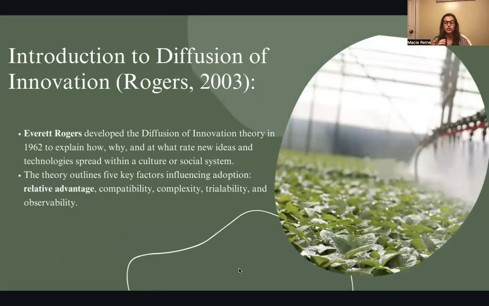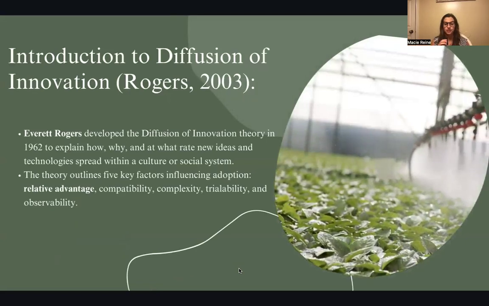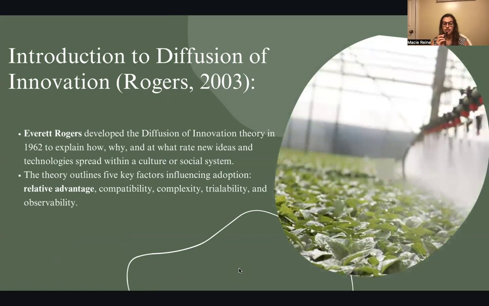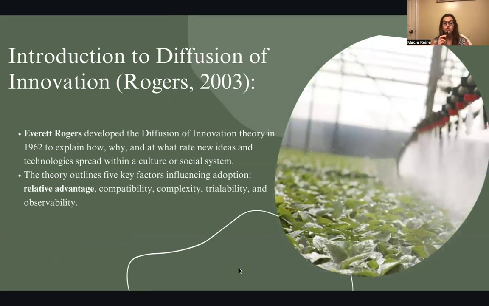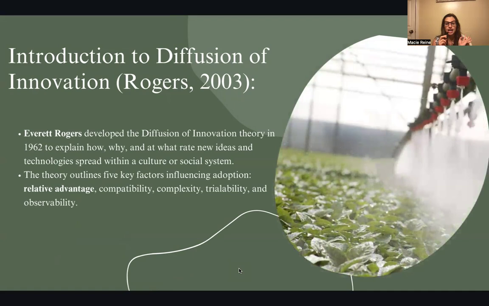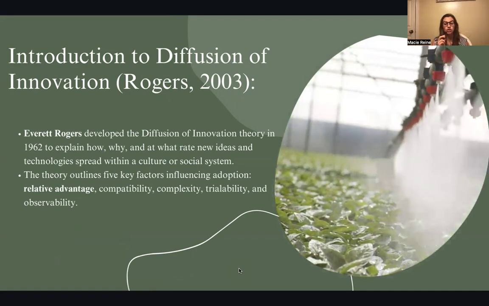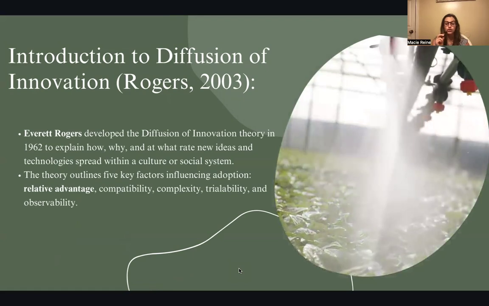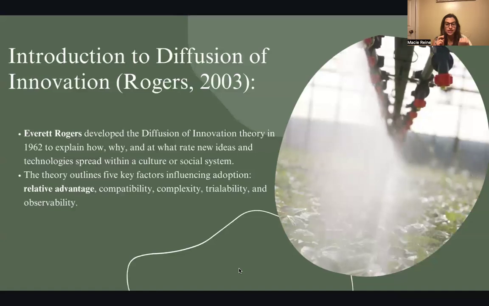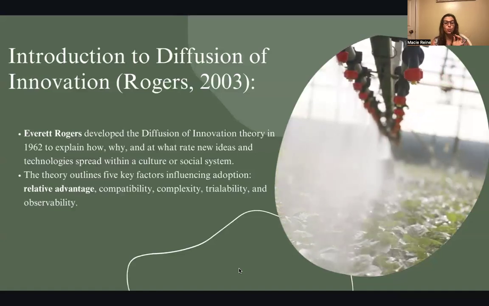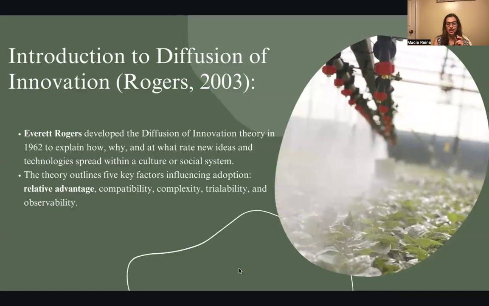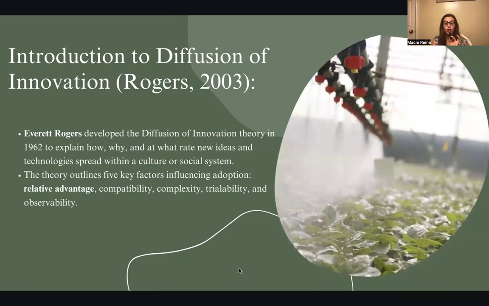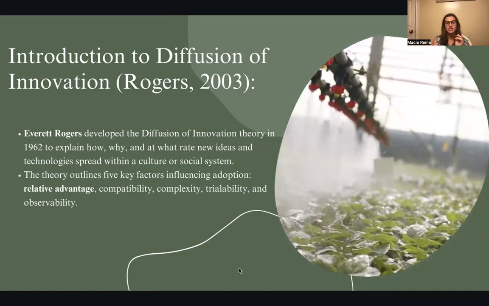Now let's get into the introduction of the diffusion of innovation. This theory was developed in the 1960s by Everett Rogers, but it's more relevant than ever today, especially with how fast technology spreads. Rogers explains how innovations travel through communities or industries, and today we'll hone in on one key part of this, relative advantage, which is often the make or break it factor for an innovation's success.